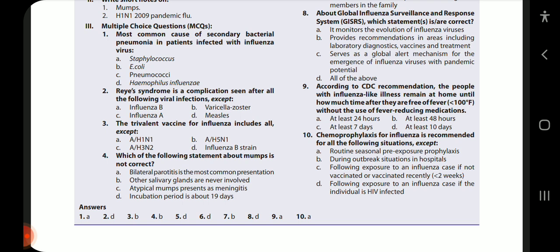The trivalent vaccine for influenza includes all except: it includes H3N2, H1N1, and influenza B strains, but it does not include H5N1. Which of the following statements about mumps is not correct? Bacterial parotitis, most common presentation, yes. Other salivary glands are never involved: they can be involved in some cases. Atypical mumps presents as meningitis, yes. And the incubation period is about 19 days, is also correct.